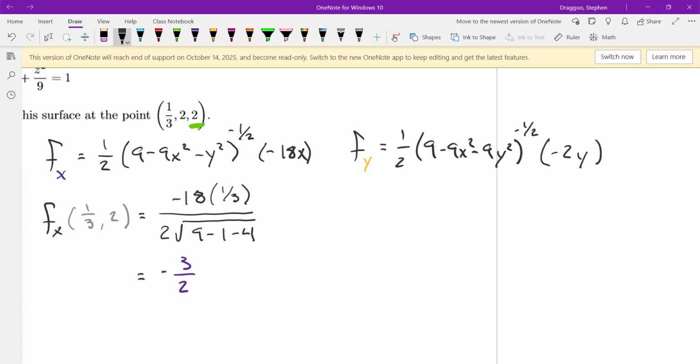First try. And we'll do the same thing: plug in numbers to the y partial. We're looking at (1/3, 2). And I'll get this time a -4 in the numerator divided by 2 times that same square root, 9 minus 1 minus 4. So that's -4 over 4, which is -1.